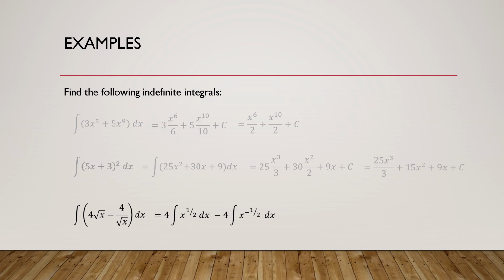Now when we take the integral, we get 4 times 2x to the 3 over 2, over 3, minus 4 times 2x to the 1/2, plus c. When we simplify and return our exponents to radicals, we get 8 times the square root of x cubed over 3 minus 8 times the square root of x, plus c.